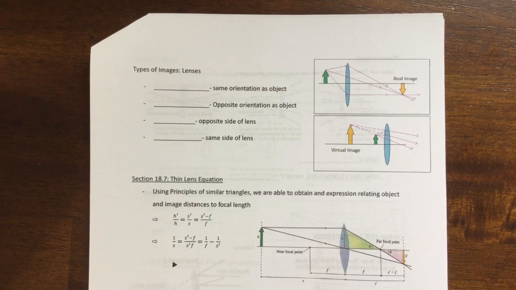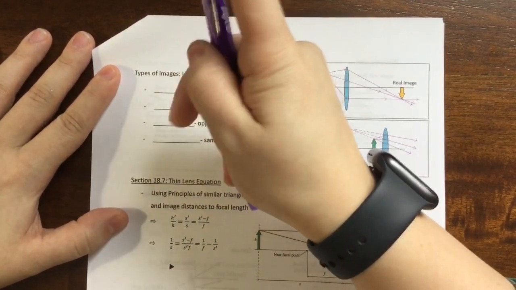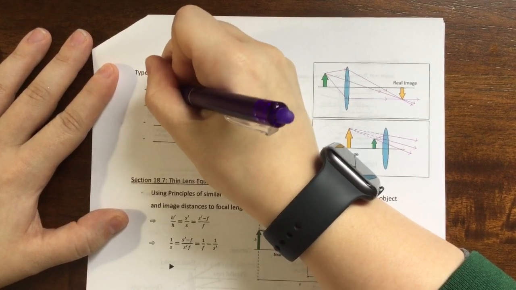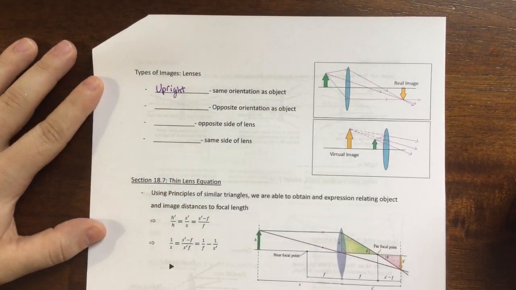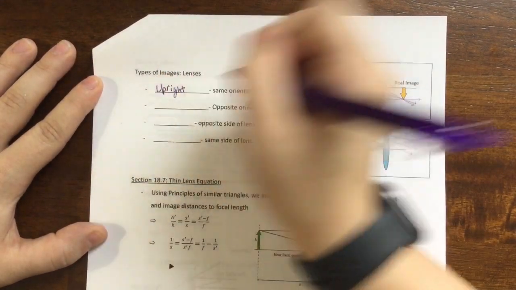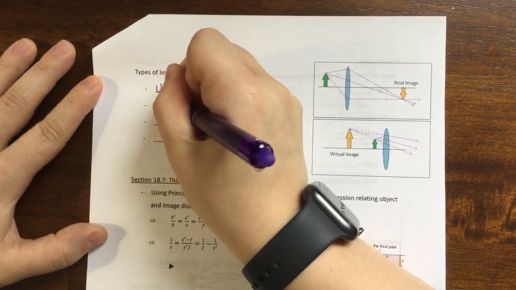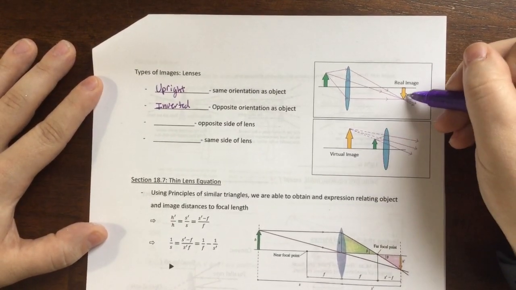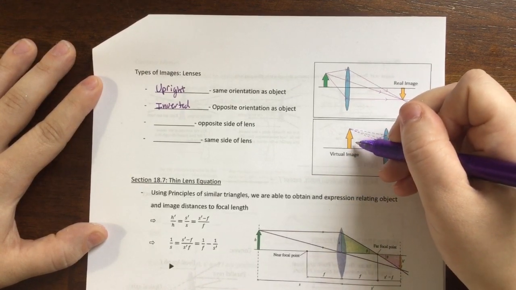There are 4 words that we'll use when describing an image. We use the word upright to describe an image with the same orientation as the object. An inverted image is flipped. The top picture here shows an inverted image, while the bottom one shows an upright image.